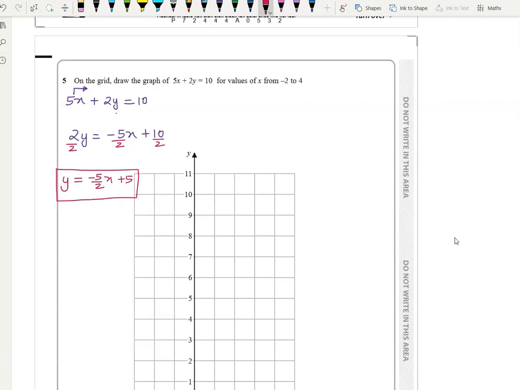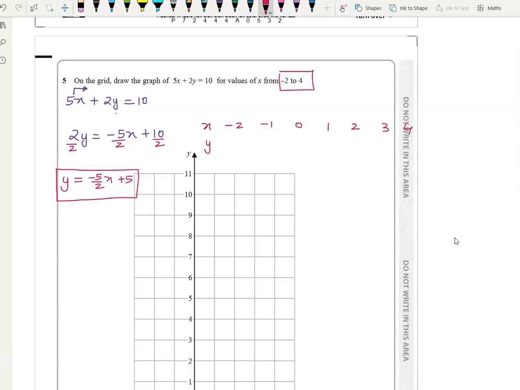Now, they want us to start from -2 up to 4. So let's prepare a table of values starting from -2 up to 4: -2, -1, 0, 1, 2, 3, 4. You can substitute -2 in place of x, simplify and get the value.